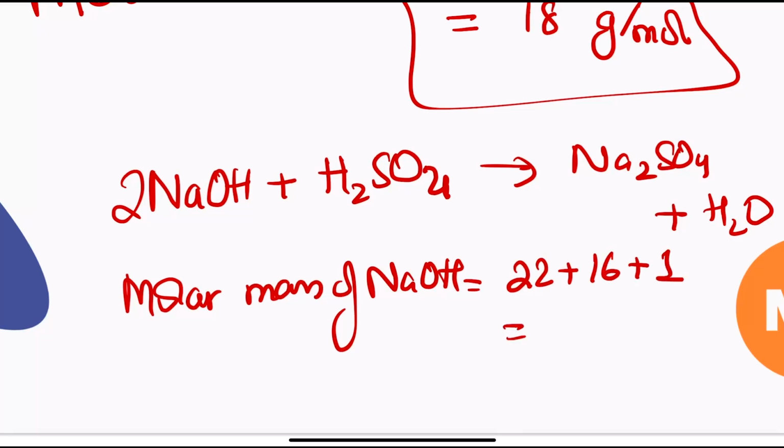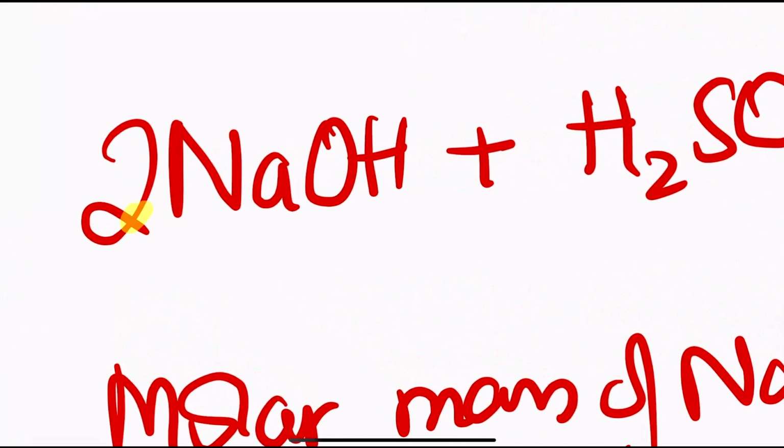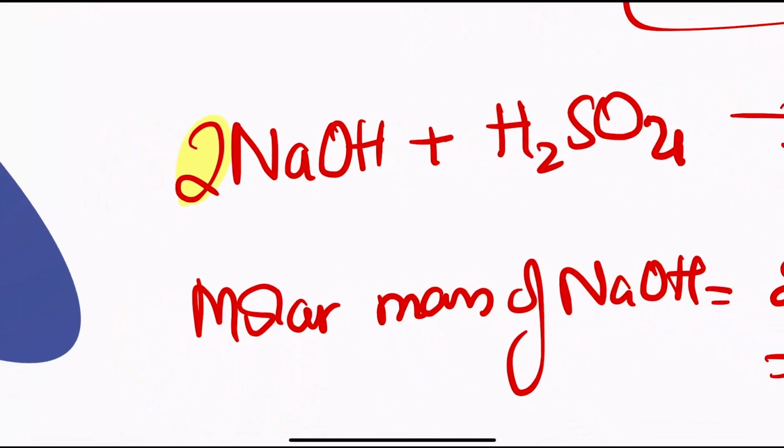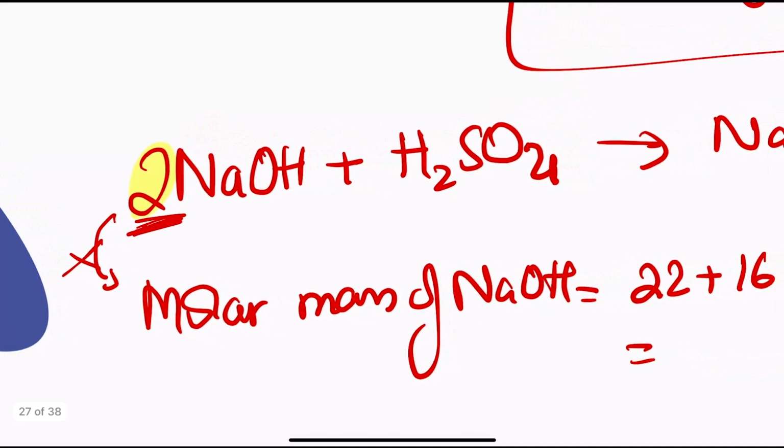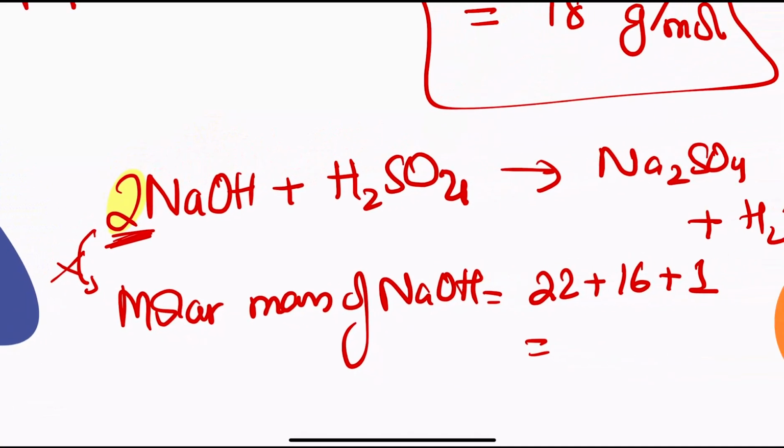I am not going to account for this 2. This 2 has nothing to do with your molar mass. It's not going to be accounted for because this is just the coefficient. This is there for balancing. It's the number of moles you would need to react with H2SO4 to produce sodium sulfate. So please do not make that mistake.